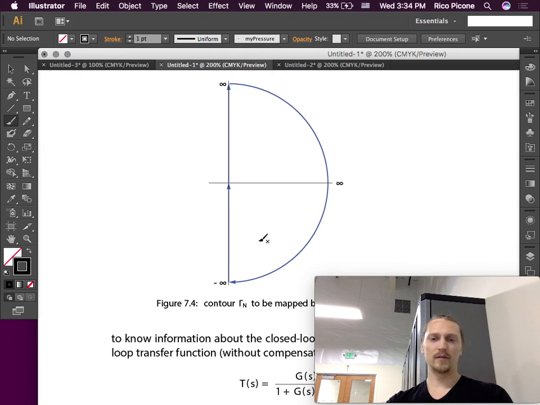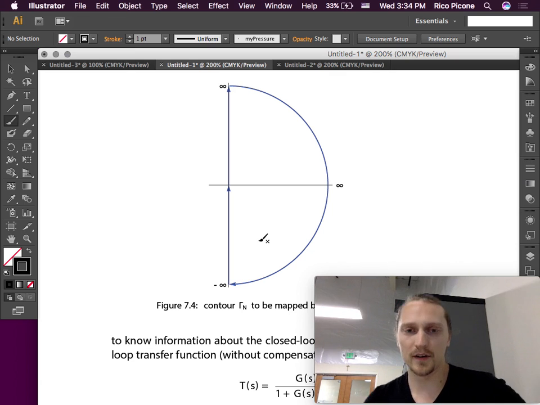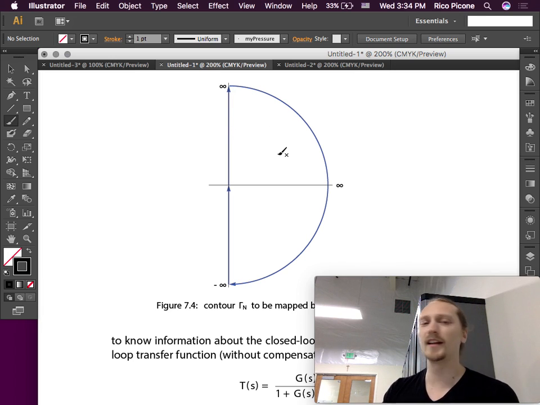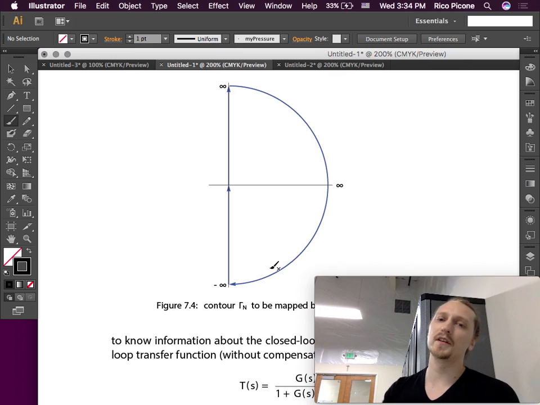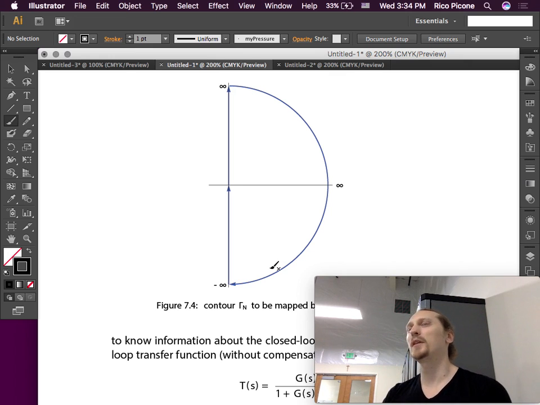So we're going to map this contour through a transfer function. Now, this contour is a little weird, right? Because first off, it's the entire imaginary axis, and it's this big semicircle at infinity, which is pretty freaky, but there's nothing stopping us from doing it.